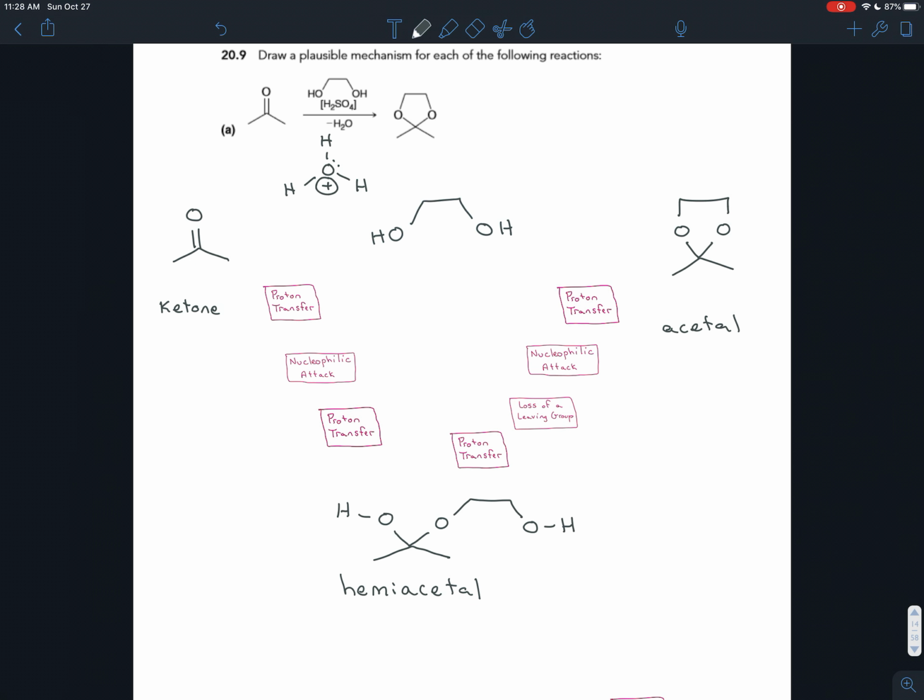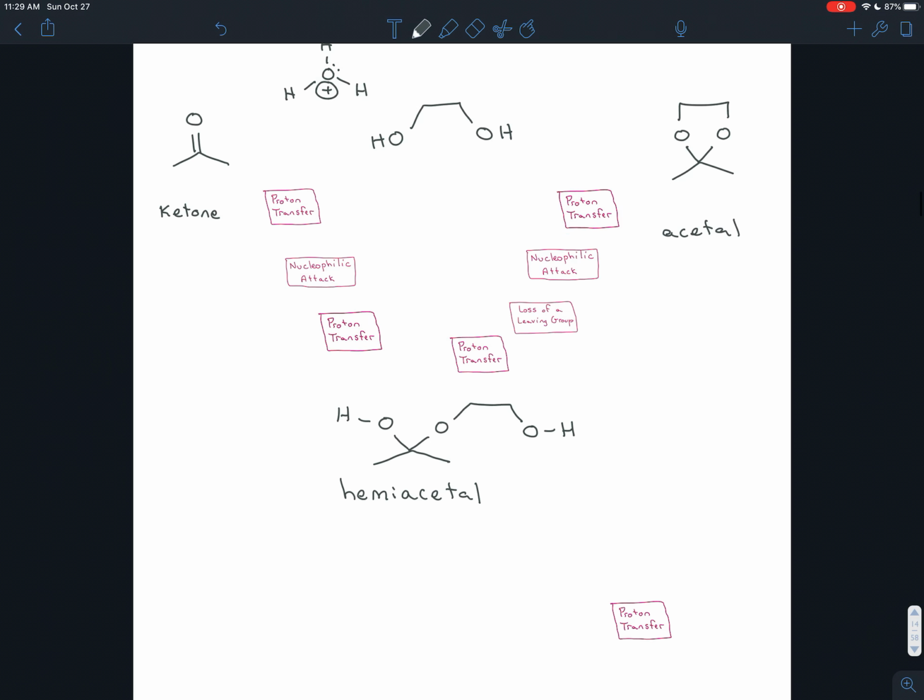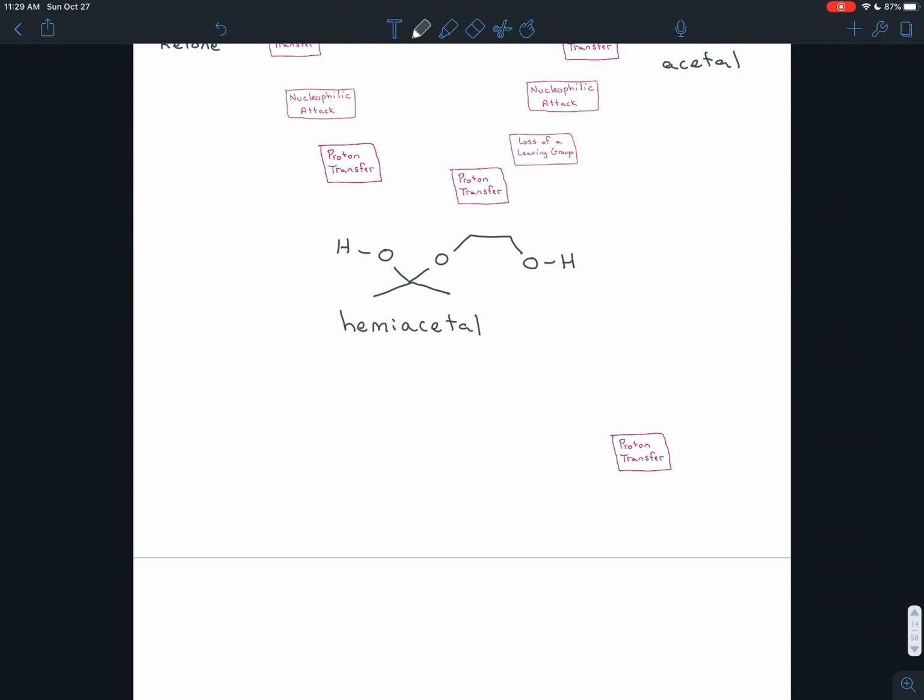We're going to use these overall molecules, and we're going to follow our flowchart that we built before. Going from the ketone to hemiacetal, the process is bookended by proton transfers. In the middle, we have a nucleophilic attack because we have to add something onto the molecule. Going from a hemiacetal to an acetal, the process is bookended by proton transfers. We have to make the OH leave, so loss of a leaving group, and we have to bring the other alcohol on board, so nucleophilic attack. Okay, so let's draw this out for these specific molecules.